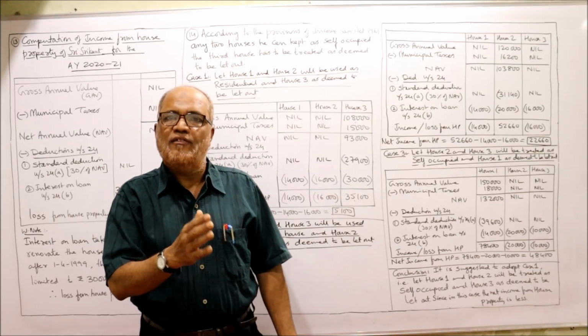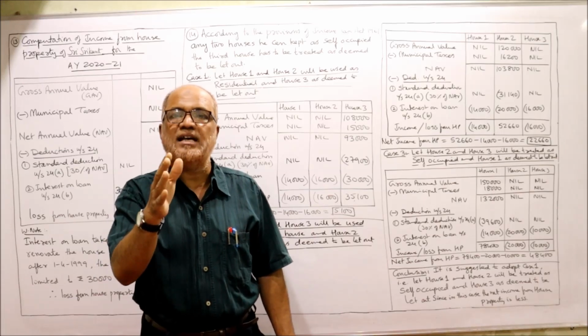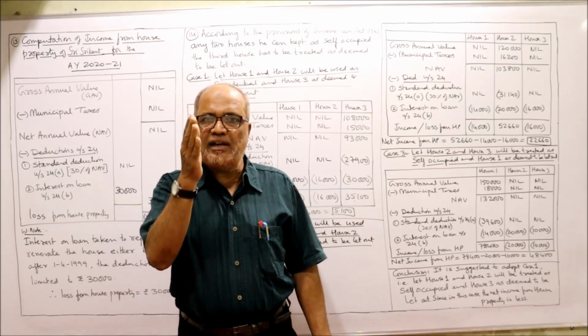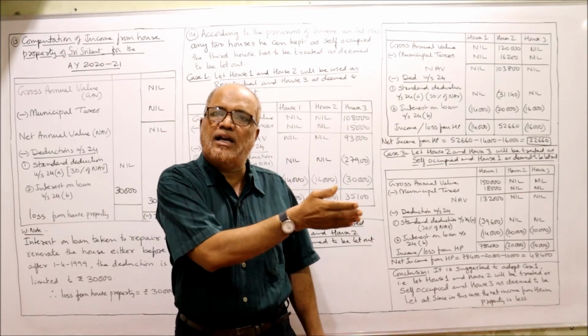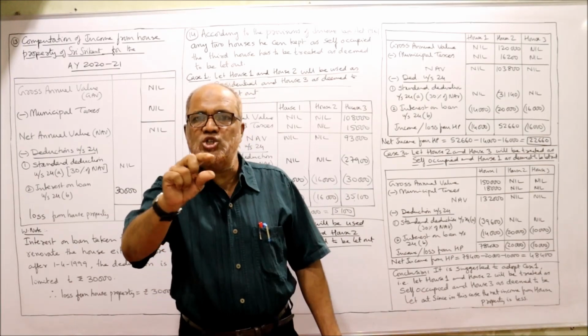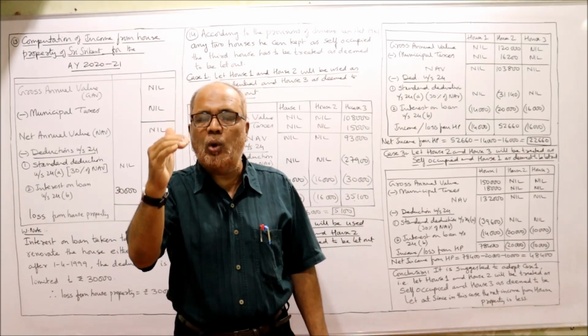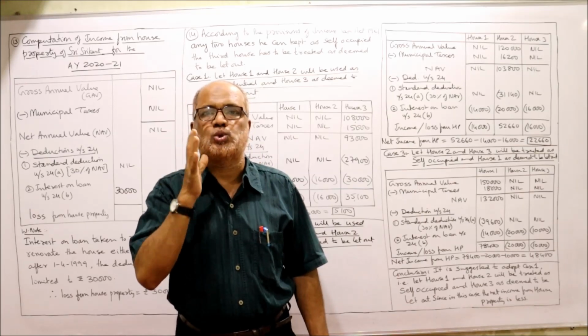Now third case, first and third as self-occupied, second as deemed to be let out. So we will change the cases. We will treat first house as deemed to be let out, second house as deemed to be let out, third house as deemed to be let out, and check what is the net income from house property. So whichever case we will have lower income from house property, that option the SSC will choose.